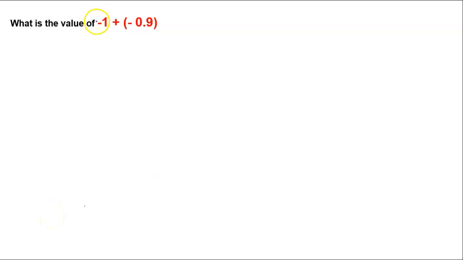Okay, here we have negative 1 plus negative 0.9. Now in the middle here we have two signs, positive and negative. So positive multiplied by negative equals negative.